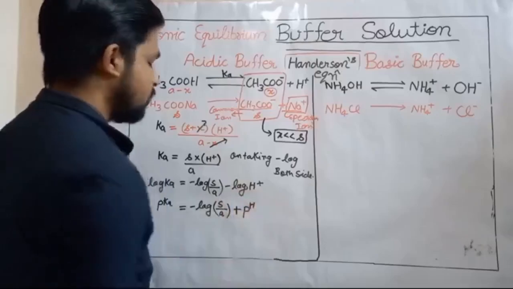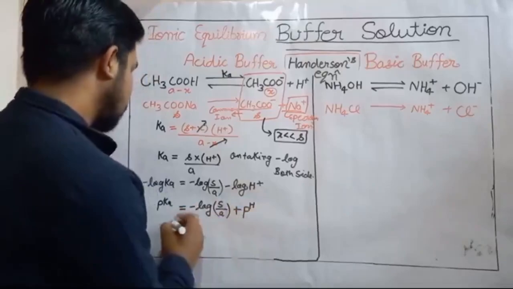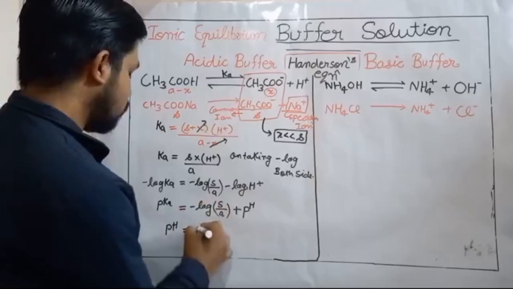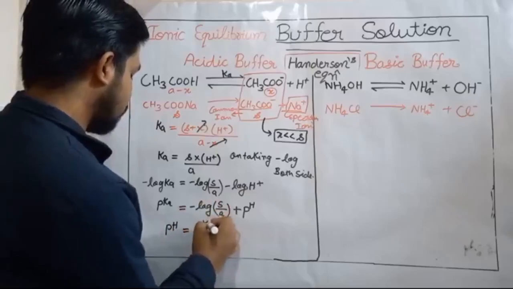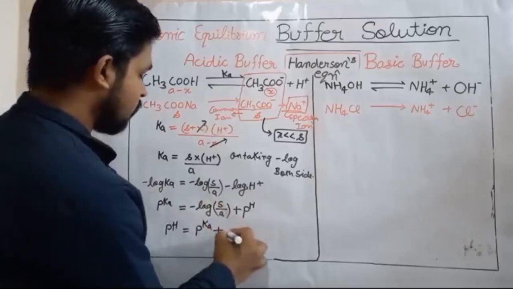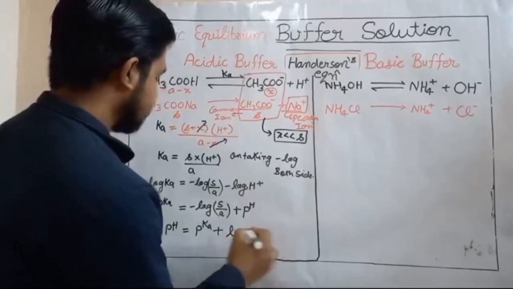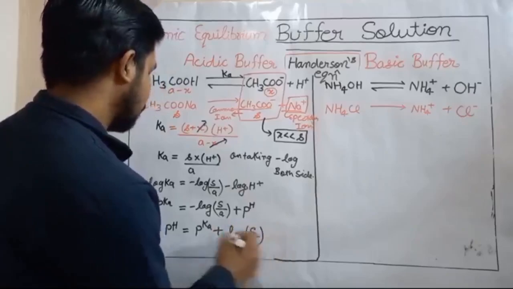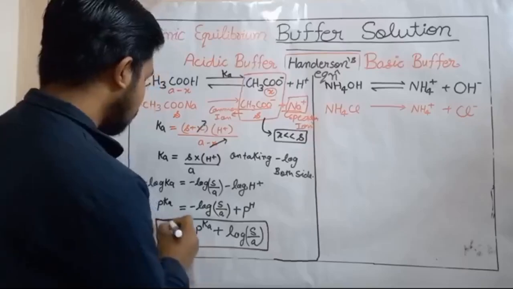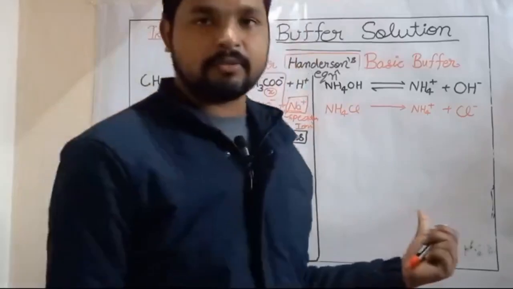Add pH. Okay student, then the pH formula is derived as pH is equal to pK plus log salt by acid concentration, on taking log S by A to this side. So it is the Henderson equation for acidic buffer. We have derived the Henderson equation for acidic buffer solution.